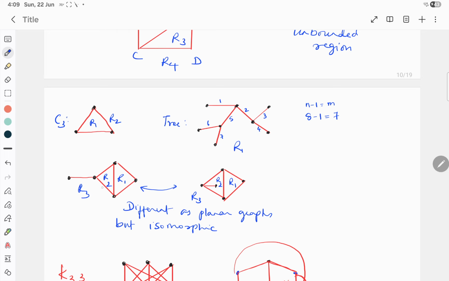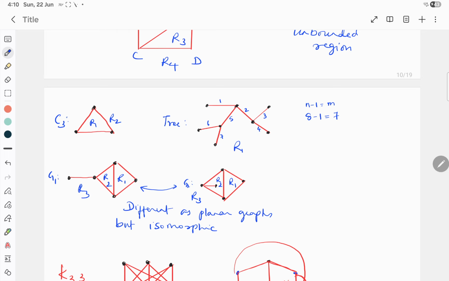So this graph is isomorphic to the graph as shown here. Now you can see that if I call this graph G1 and this G2, the graph G2 also has 3 regions, R1, R2 and R3. R1 is a bounded region, R3 is an unbounded region.